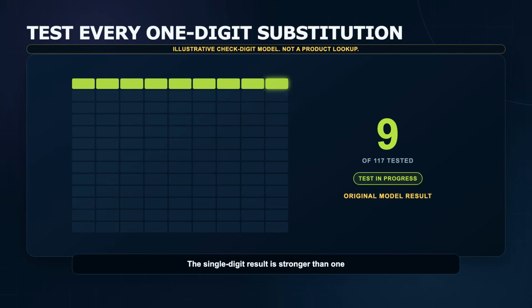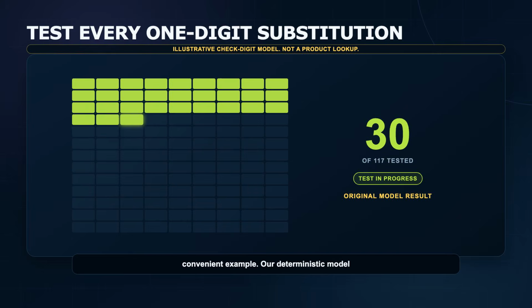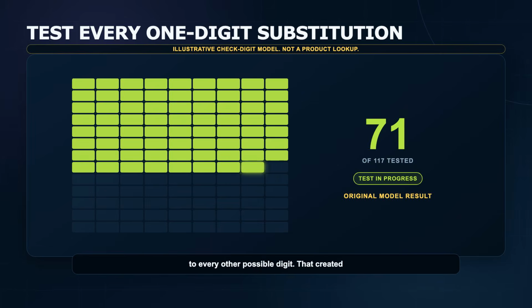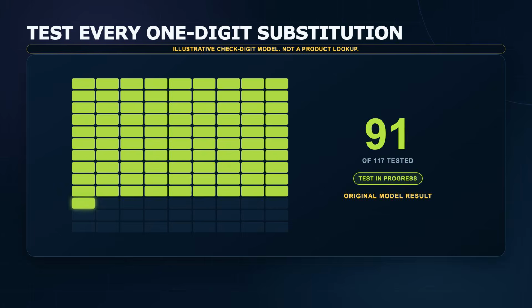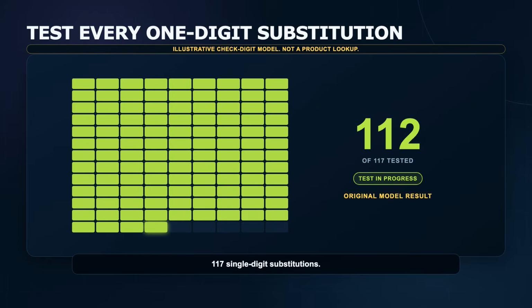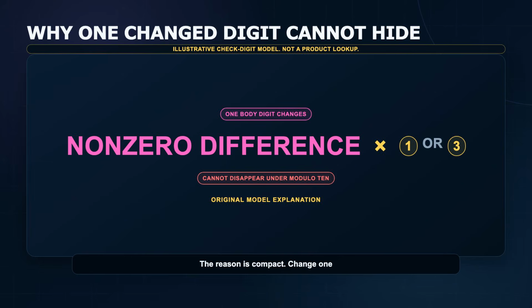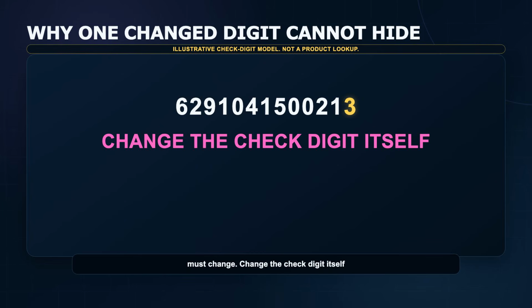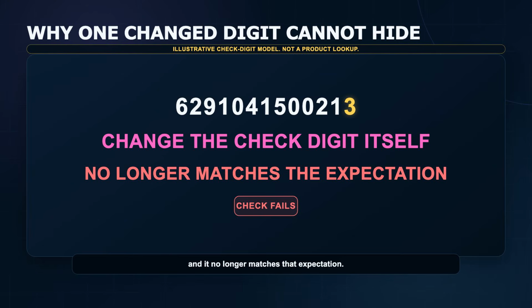The single-digit result is stronger than one convenient example. Our deterministic model changed every position of this 13-digit number to every other possible digit. That created 117 single-digit substitutions. All 117 failed the check. The reason is compact. Change one body digit and its non-zero difference is multiplied by either 1 or 3. Under this modulo 10 rule, that change cannot disappear, so the expected final digit must change. Change the check digit itself, and it no longer matches that expectation.